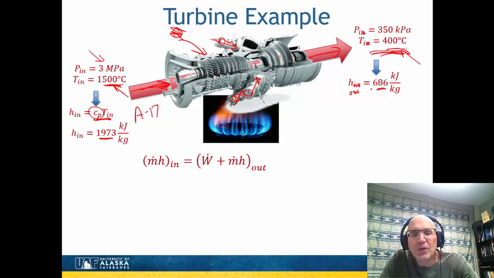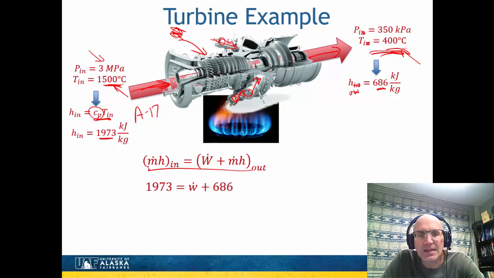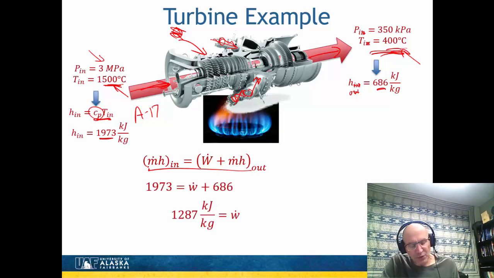So going back to my energy balance, it looks the exact same. The only difference was how I found my values of H for ideal gas. I plug that in, and this one over here is going to produce about 1287 kilojoules per kilogram of air that's moving through. And again, I can neglect the amount of fuel, just recognizing that that is how this is getting up to 1500 degrees.